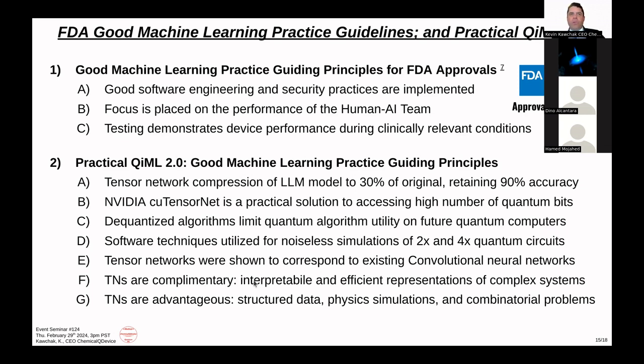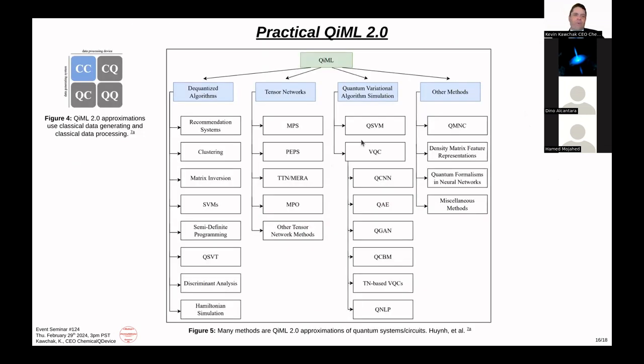And obviously, when you're talking about explainability and interpretability, that's one of the things tensor networks offer, and as they continue to work better and get better results, interpretability and efficient representations of complex systems. Meaning, can the doctor reproduce the results that were done by a computer if they had the compute, or the human compute, to do it? They're also advantageous for structured data, physics simulations, and combinatorial problems. So welcome to tensor networks.